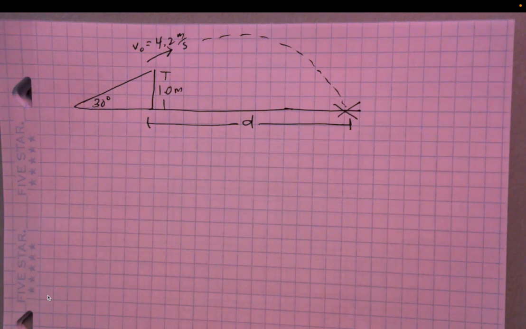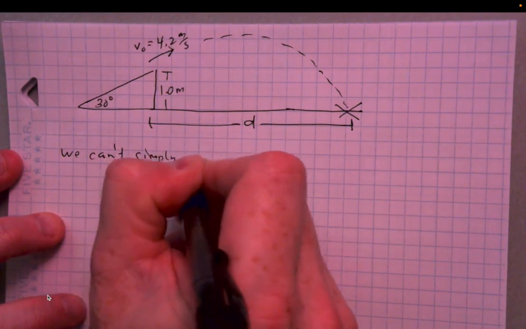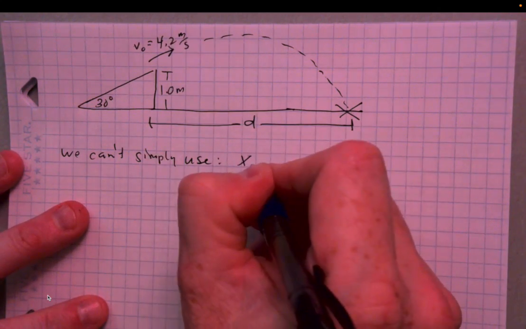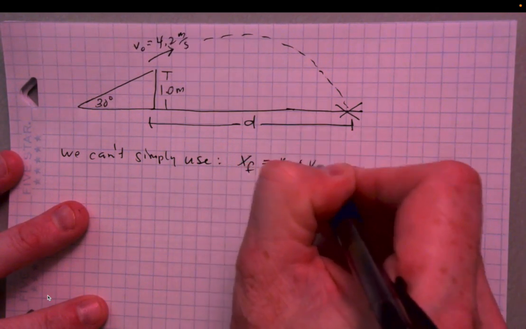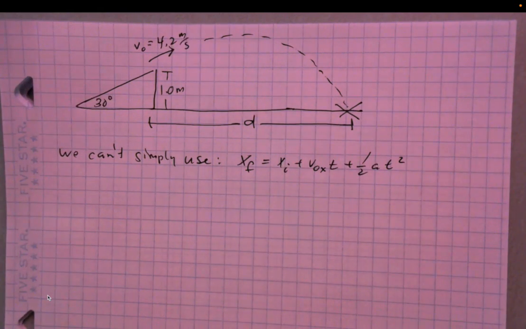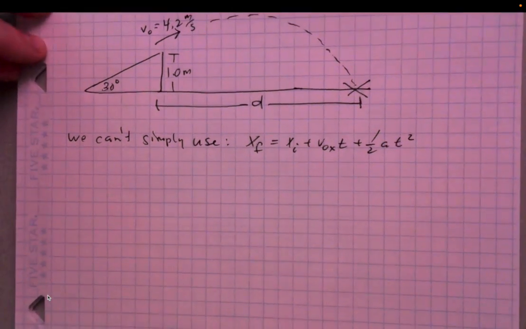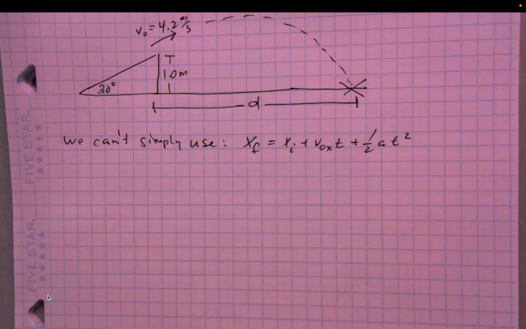Now, notice we can't simply use this guy. We may want to use x final equals x initial plus v initial x times time plus 1/2 a t squared. We can't do this here in this case because we do not know the distance and we do not know the time, right? We're looking for distance and time is not given. So we have to figure out either distance or time in some other way, or else bring some other equation in, because we have two unknowns in one equation, right? So it's not going to work out.